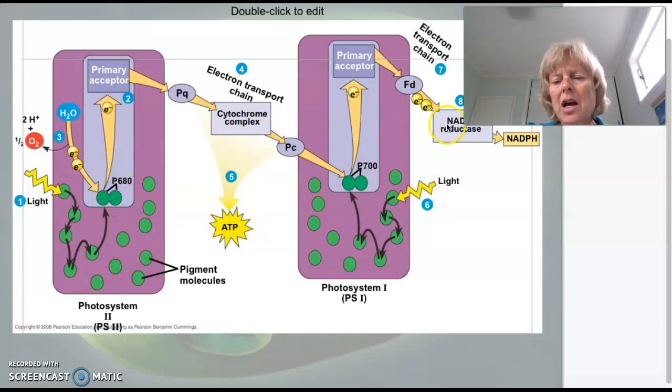Now we also need hydrogen to make NADPH. Where does the hydrogen come from? The hydrogen actually comes from splitting water. So this is where the water comes in. In that very first step, this water molecule is divided into oxygen and hydrogen. The oxygen is then given off as a waste product. The electrons get excited and the hydrogens get passed onto NADP to make NADPH.